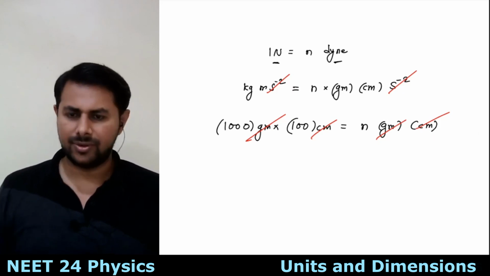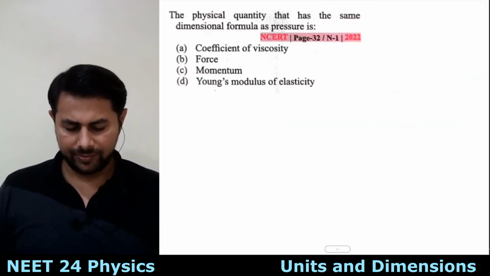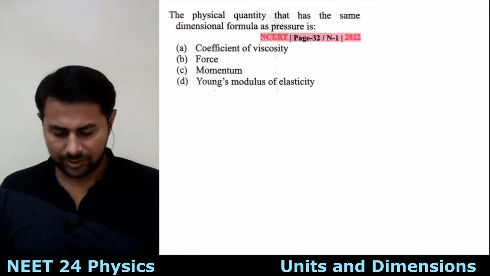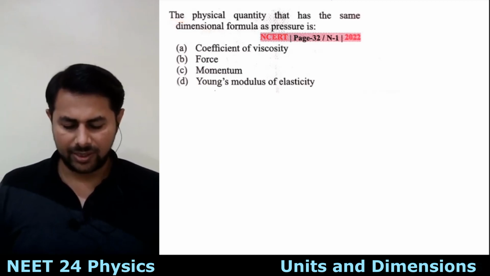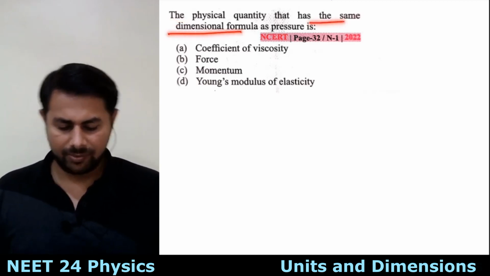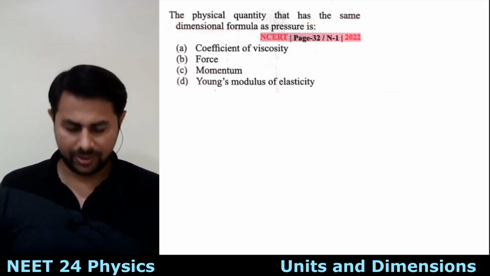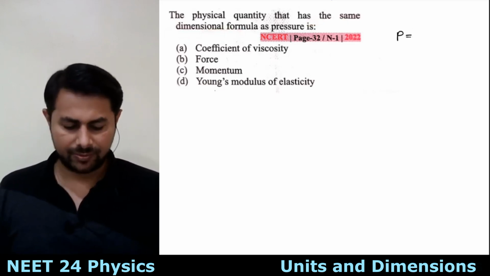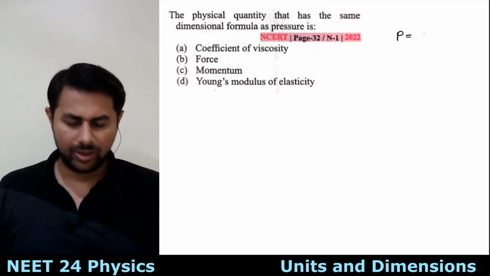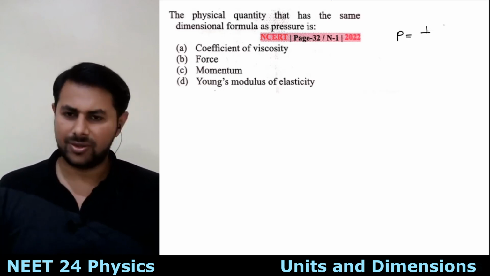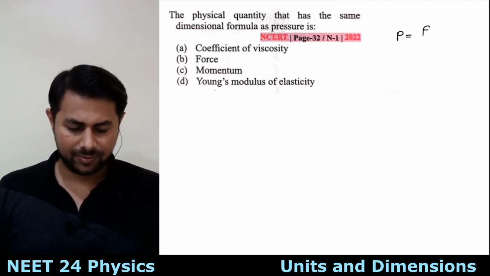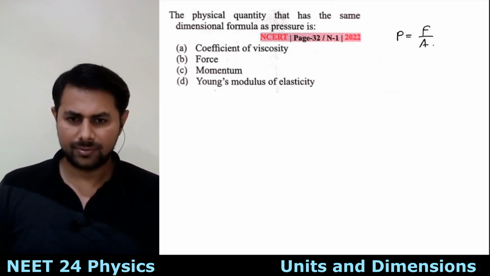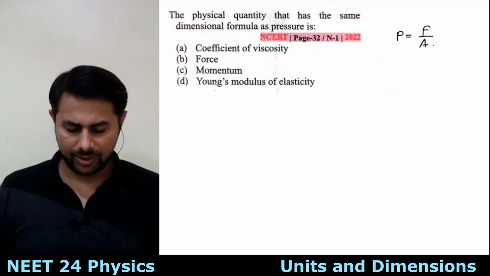Okay, very good. So then let's see some problems based upon this. Let's see this one. The physical quantity that has the same dimensional formula as pressure is... So can somebody tell me what is pressure? It is perpendicular force per unit area. Very good. So it is force upon area. Good, Vishalini. Force upon area.